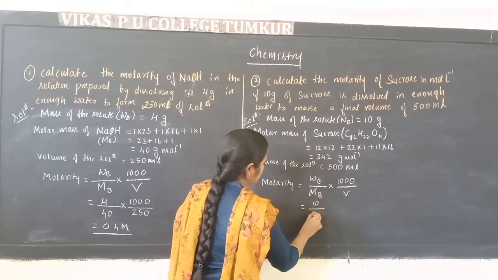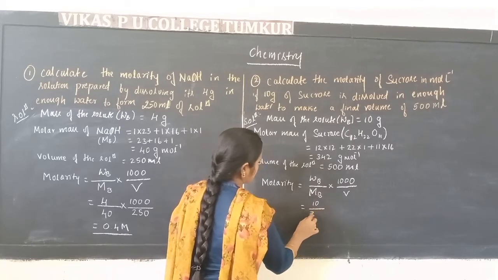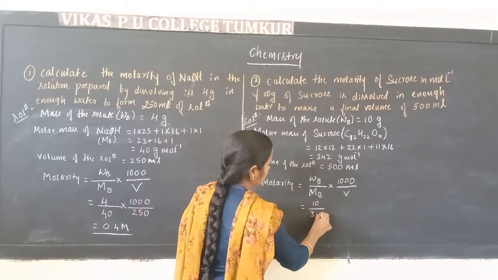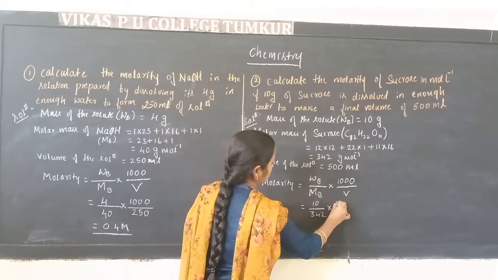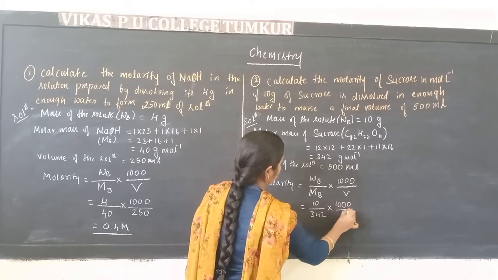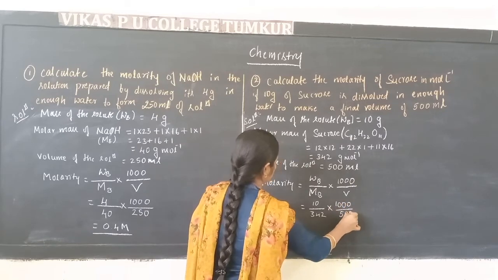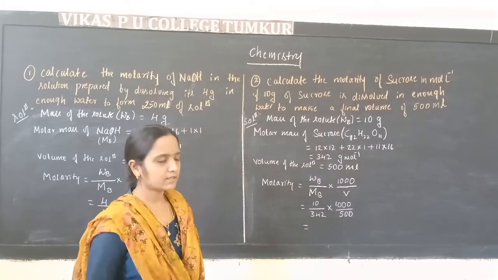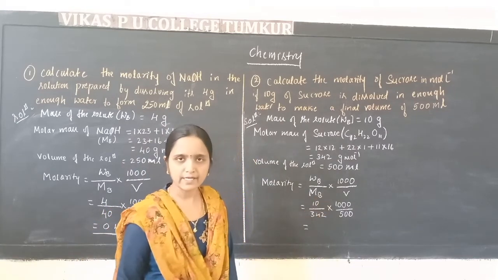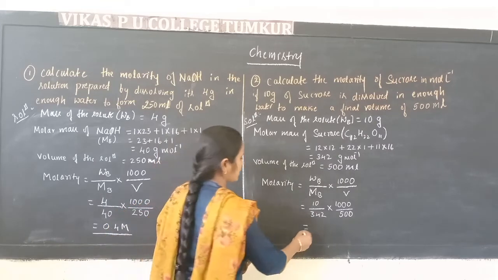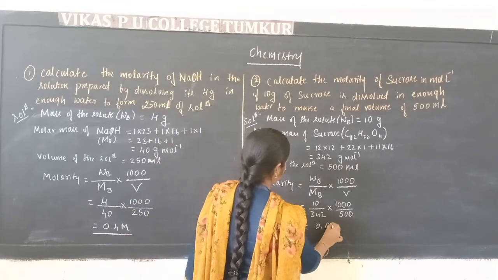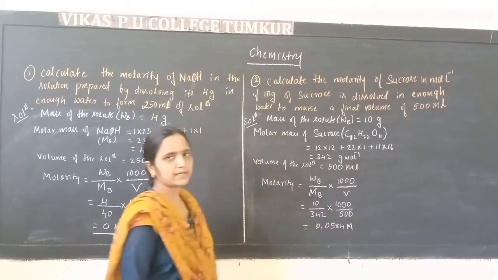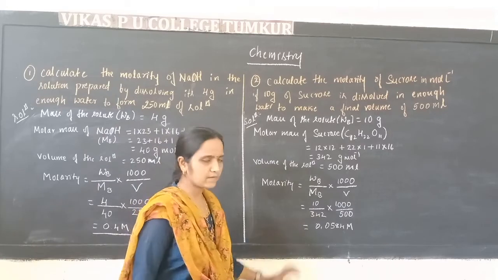Molarity is 10, molar mass of the sucrose is 342, into 1000 divided by 500. On calculating this, we are going to get the value 0.0584 molarity. This is about the solving of this problem.